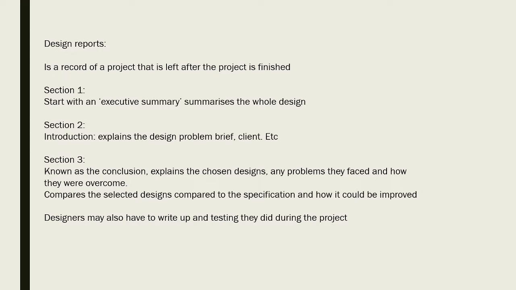Then section 3 is known as the conclusion. It explains the chosen designs, any problems they faced and how they were overcome, compares the selected design to the specification and how it can be improved. Now that obviously is something you do quite a lot, and you will be doing in your evaluation sections. Designers may also have to write up any testing they did during their project as well.